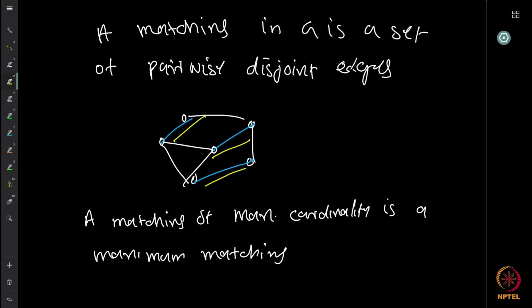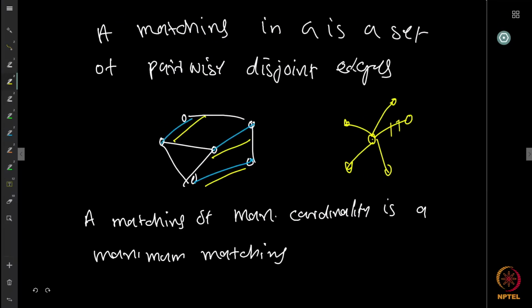But of course, you can have graphs with a much smaller maximum matching. For example, if I take this graph, it has many vertices and edges, but the matching cannot have more than one edge. Because if I pick any one edge, let's say this edge, then I cannot pick anything else because everything else is going to intersect with this vertex. So the maximum cardinality of a matching is 1 here.